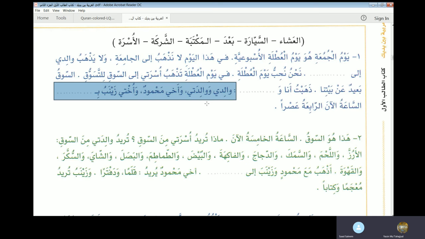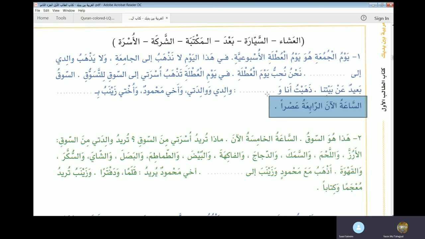Walidati, wa akhi Mahmud, wa ukhti Zainab bissayarati. As we go by car. Yes, bissayarati. As-saati al-arbaati asran. Okay, so we go by car at four in the afternoon. The time is four in the afternoon.